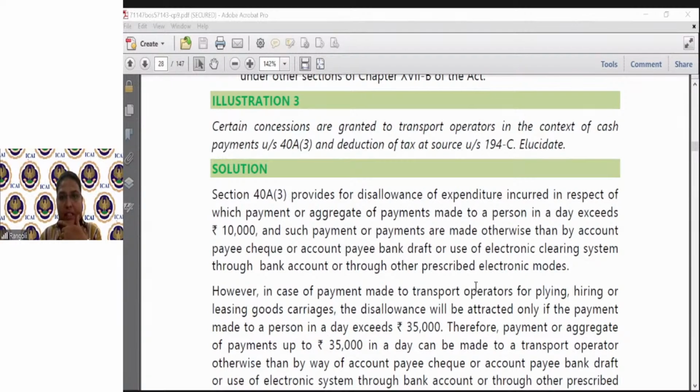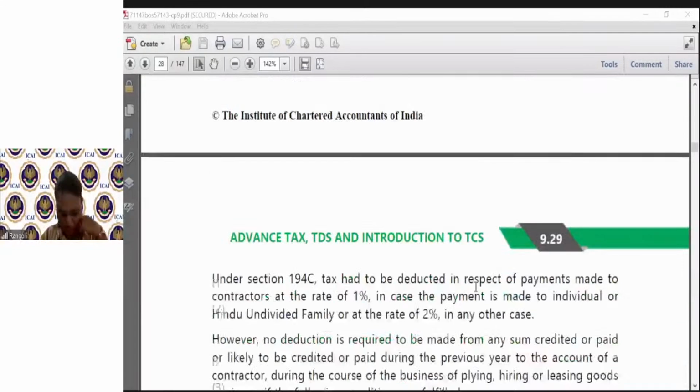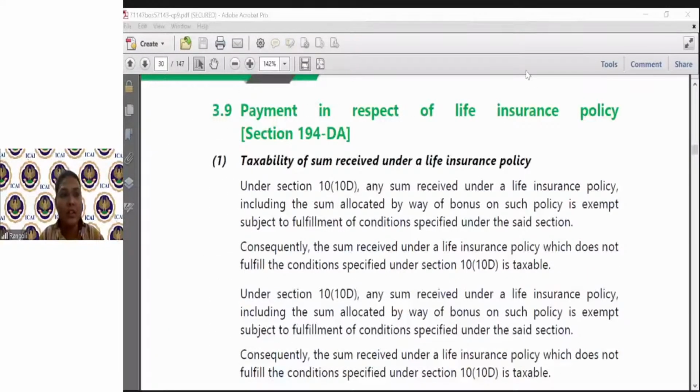The 48th disallowance is regarding the cash payment, my dear friend, that you have already studied in the chapter PGBP.